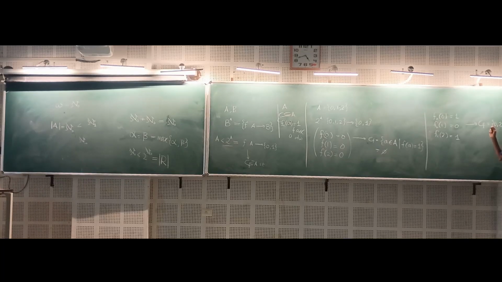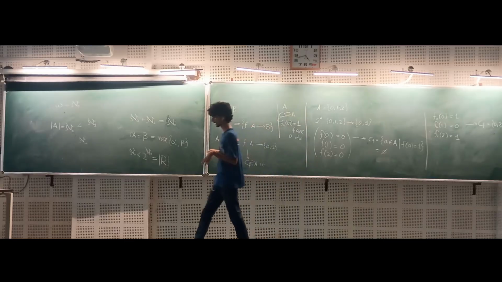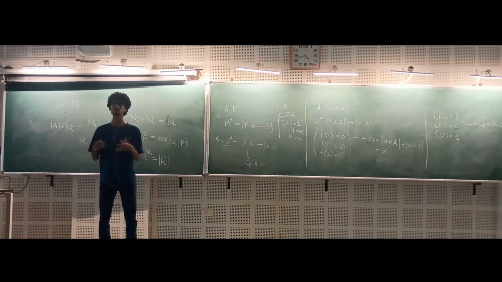Am I losing you? Is this clear? So essentially 2 power A is the power set of A. The power set of A is the set that contains all subsets of A.